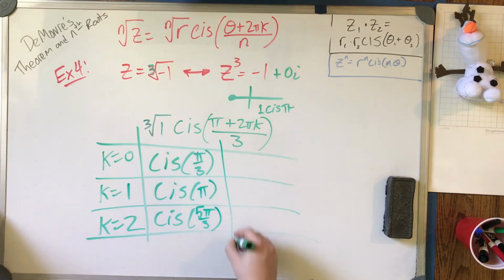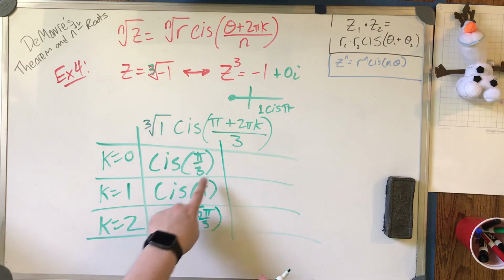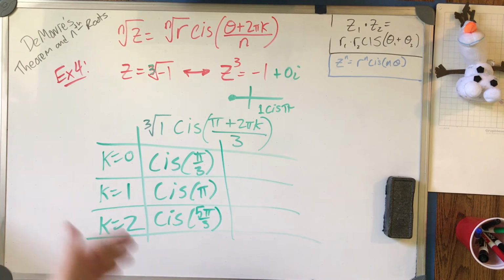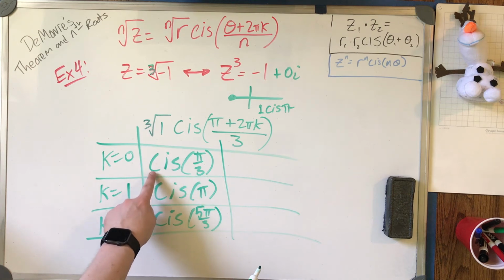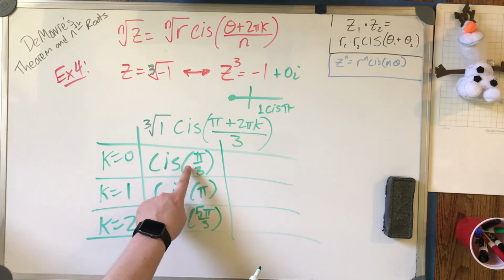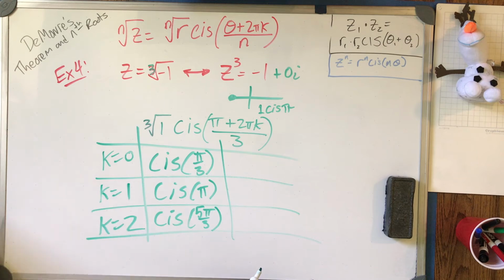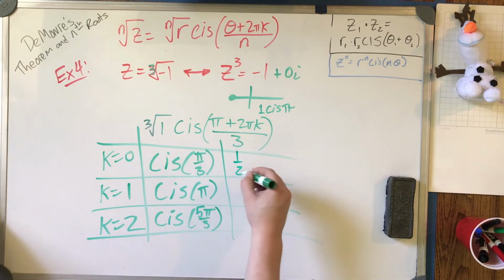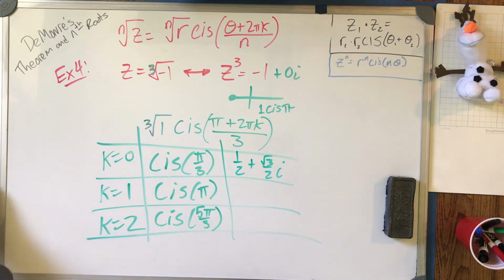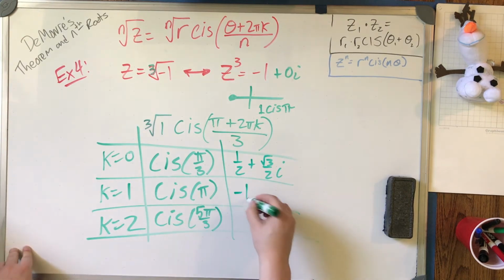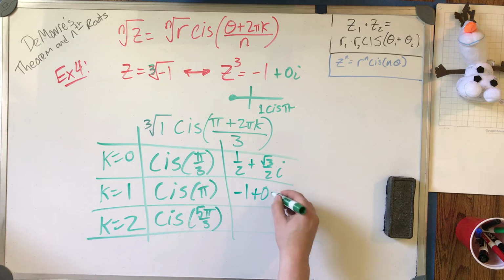And now I can just convert these back into standard form because these are special angles, so we can rewrite them. So let's think about this. This really is cosine plus i sine of this angle. So cosine of pi over 3 is going to be 1/2. Sine of pi over 3 is the square root of 3 over 2. Do the same thing here. Cosine of pi is -1. Sine of pi is 0.